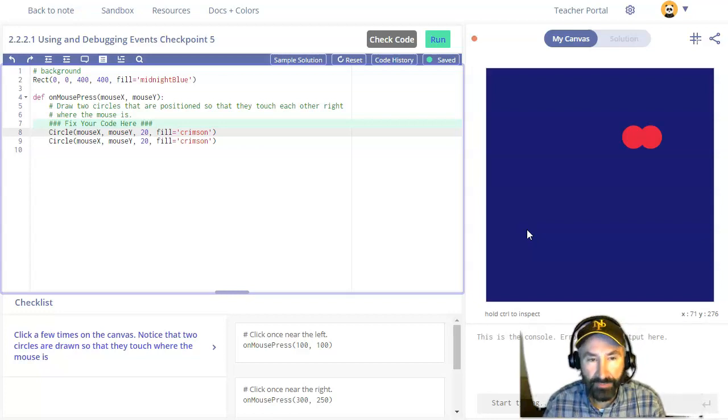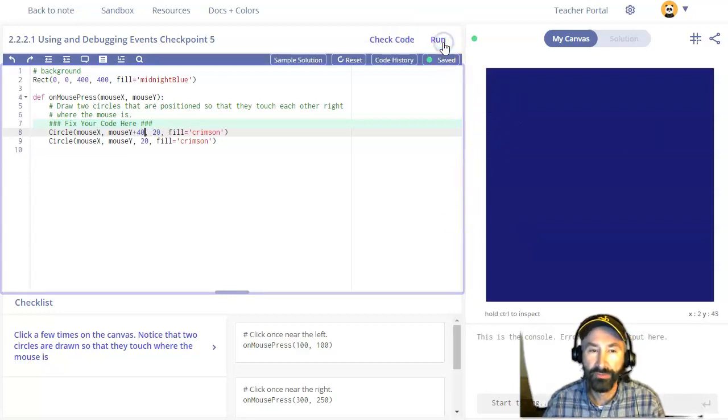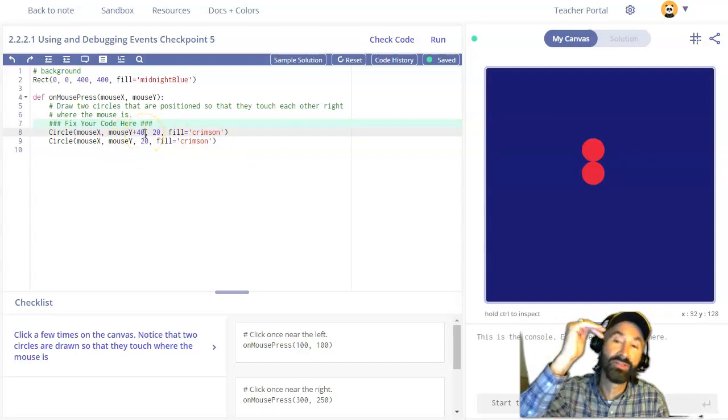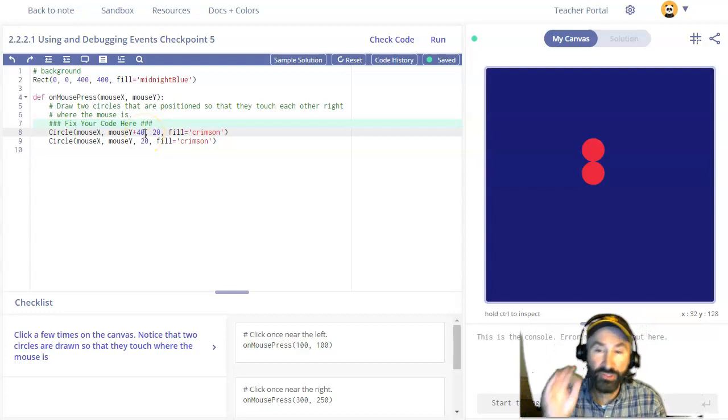So if I want this circle to go up, I'm going to try a couple of things. I'm going to try plus 40, then run the code and try it out. What I can see is I've got one circle that's centered on the mouse click and one circle that is below the mouse click. So I'm thinking that plus 40 did not make the circle go up. It looks like it made the circle go down. And the other circle, its center is still right on the mouse click.